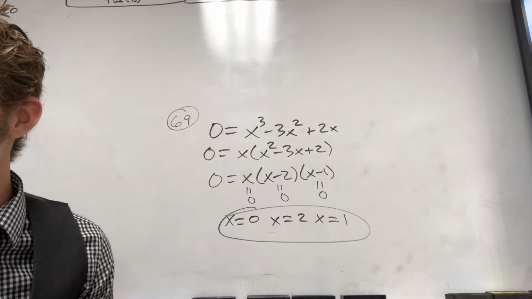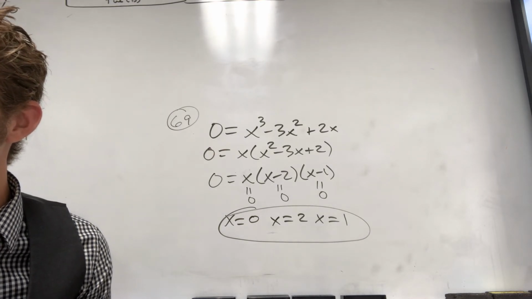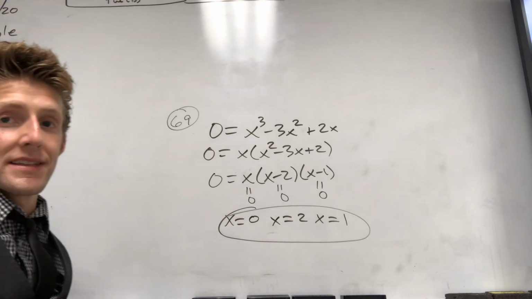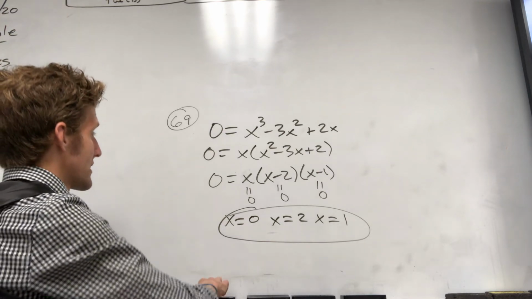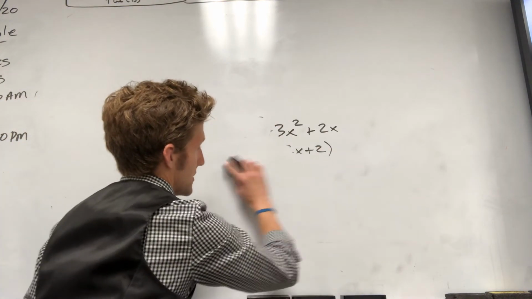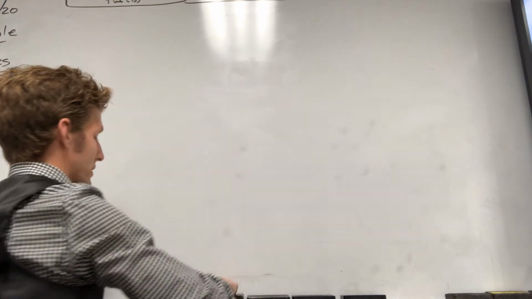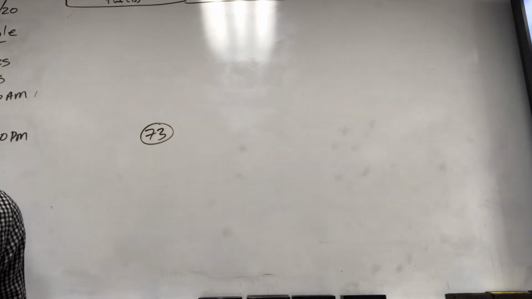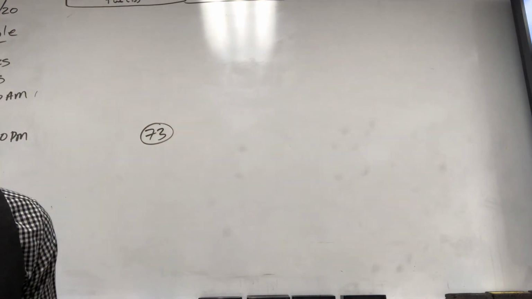Then 74 I put in a video. I will do 73 with you here, and that shall be the end of page 7. This will be a good length video here. 73. So find the points of intersection.